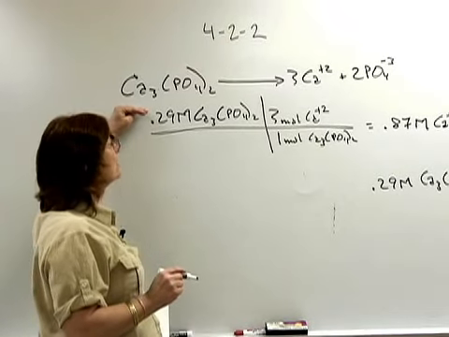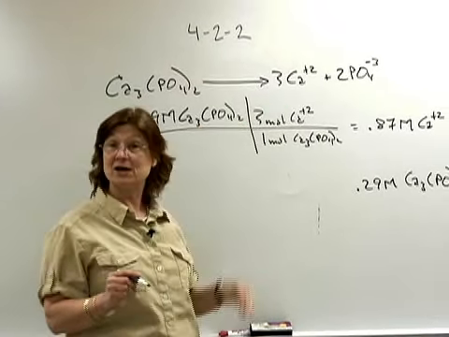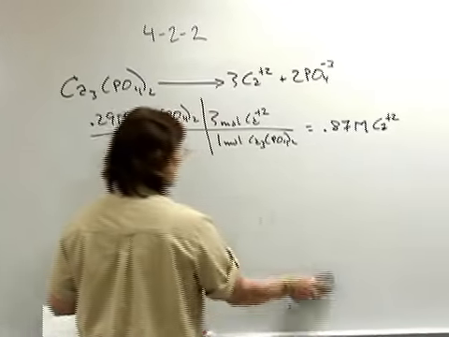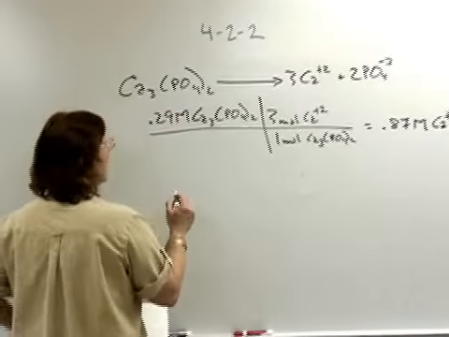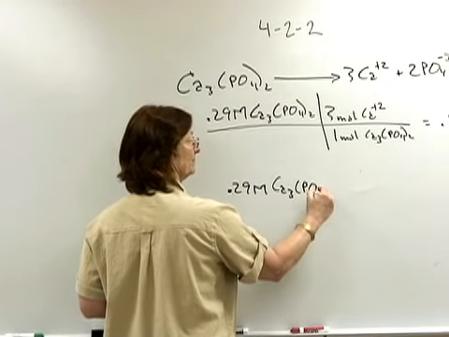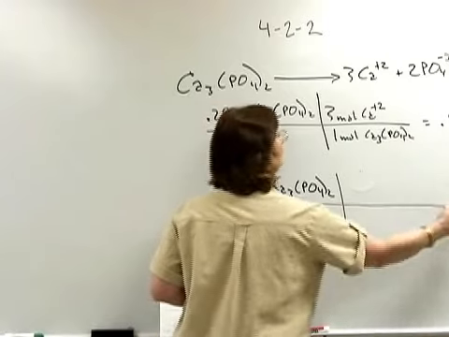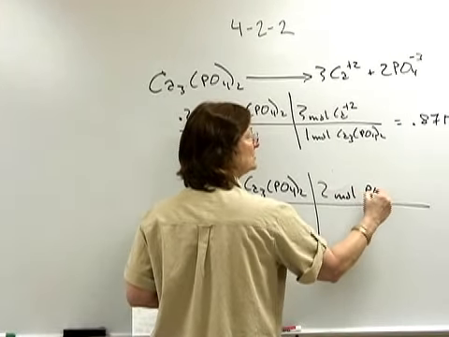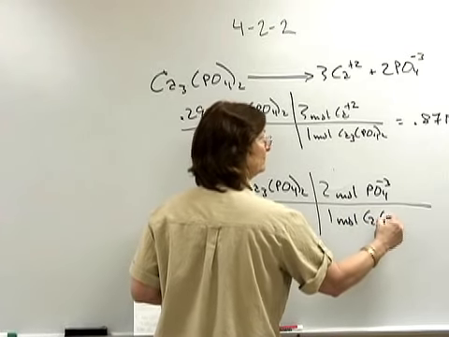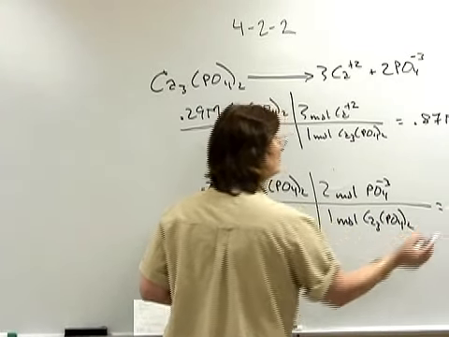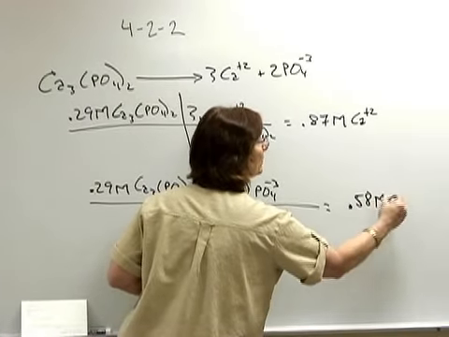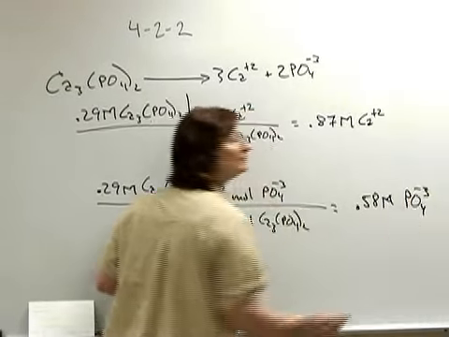It's very important to read the questions in these types of problems because it's a different amount for just calcium phosphate concentration versus calcium ions. And again, I can figure out the number of phosphate ions. I have 0.29 molar of the calcium phosphate. And there are 2 moles of phosphate ions for every 1 mole of calcium phosphate. And therefore, I have 0.58 molar of the phosphate ions.